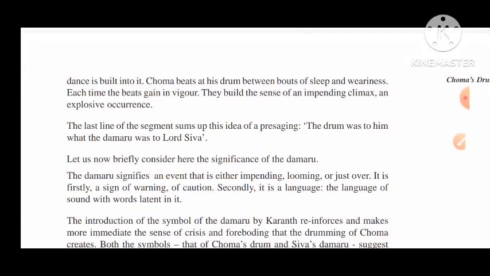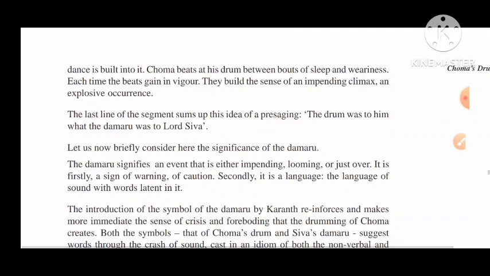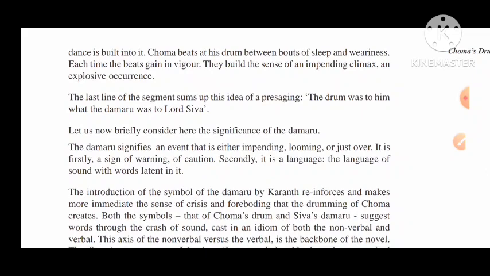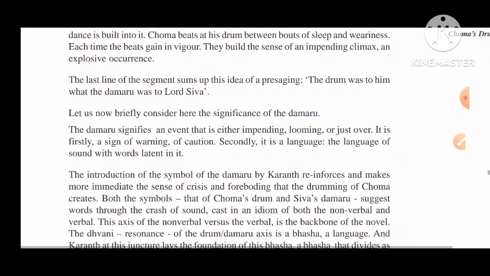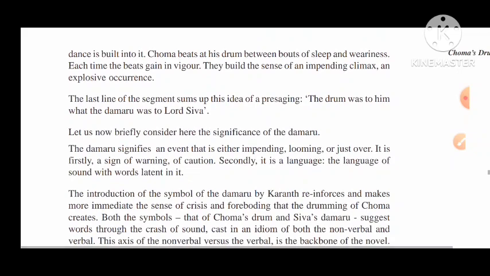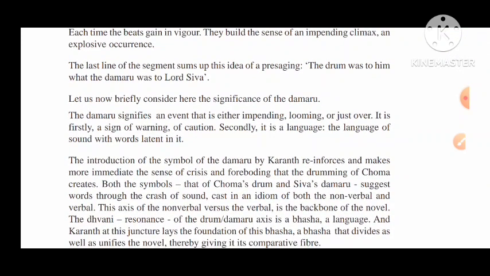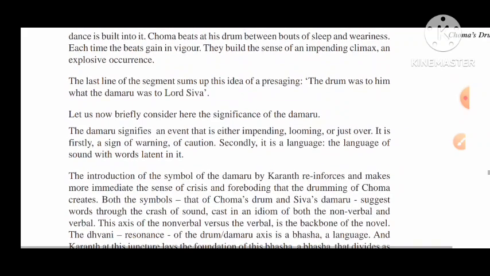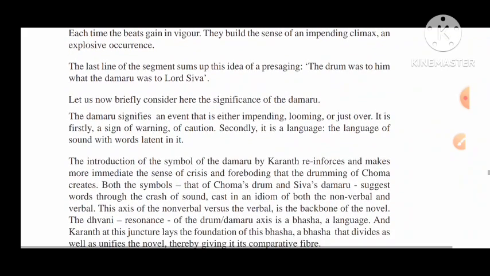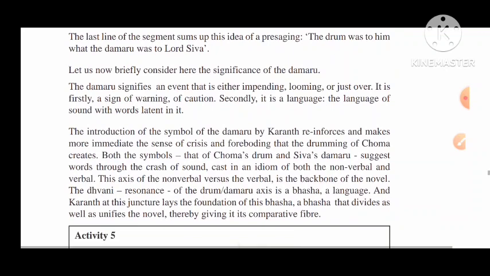at his drum between bouts of sleep and weariness. Each time he beats, gaining in vigor, they build the sense of an impending climax and explosive occurrence. The last line of the segment sums up this idea of presaging. The drum was to him what the damru was to Lord Shiva.